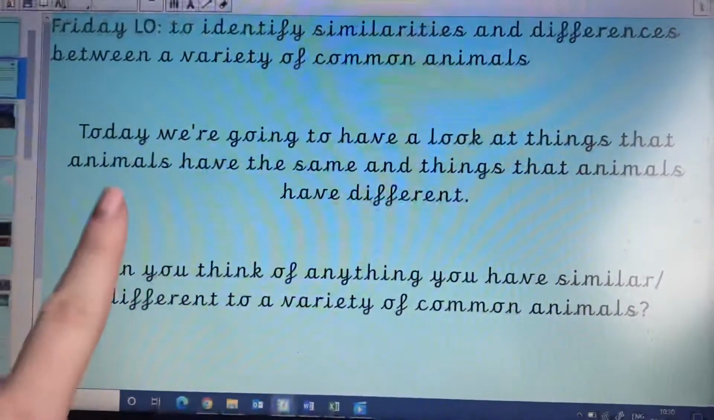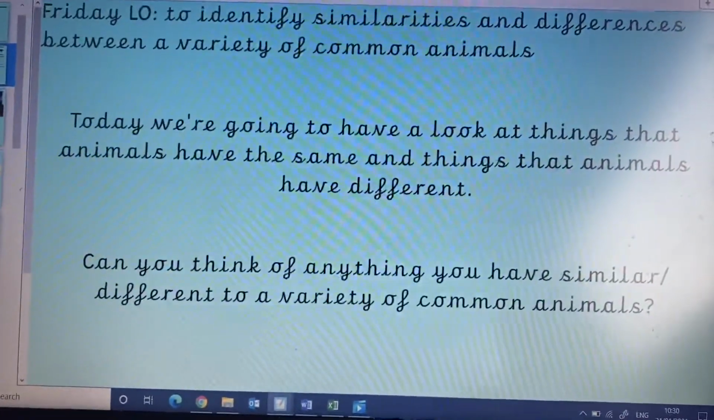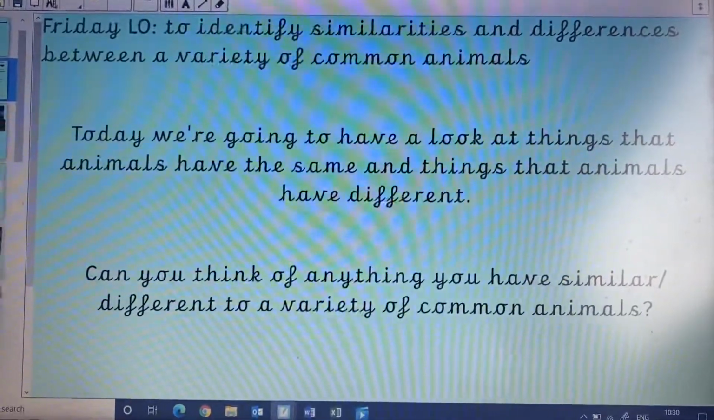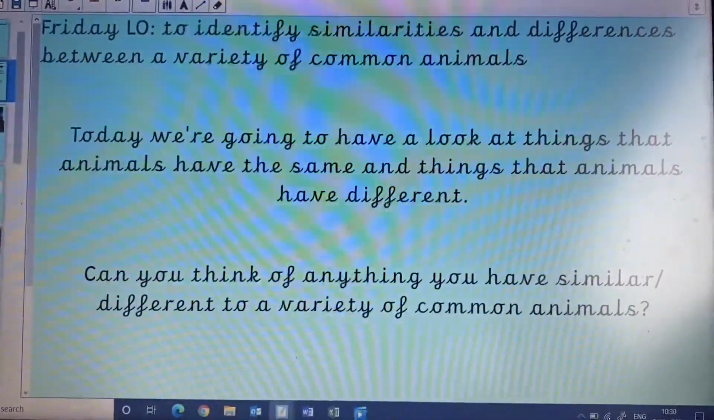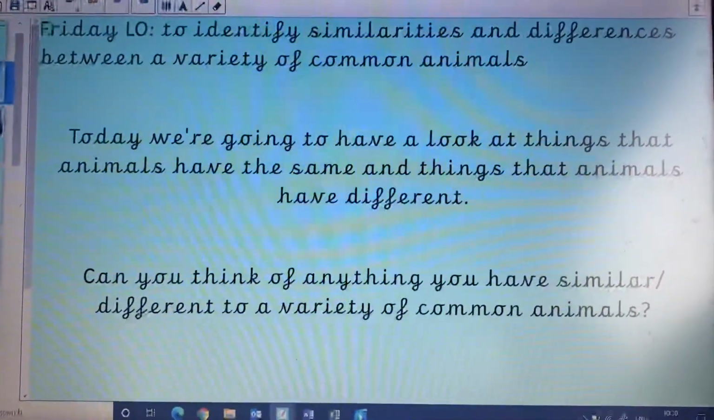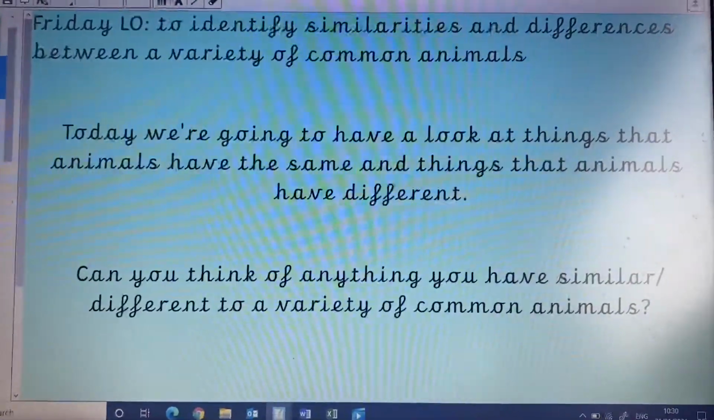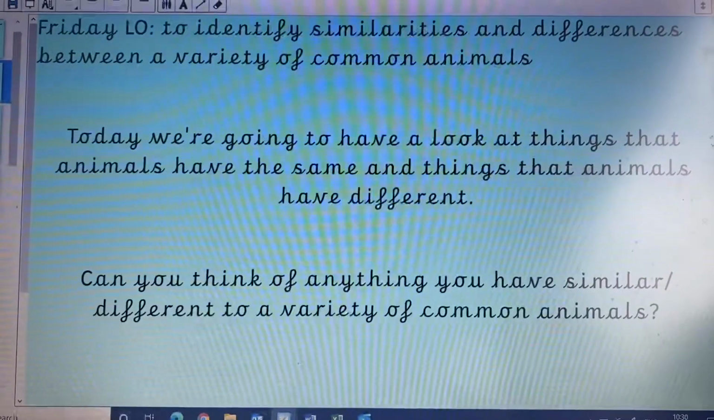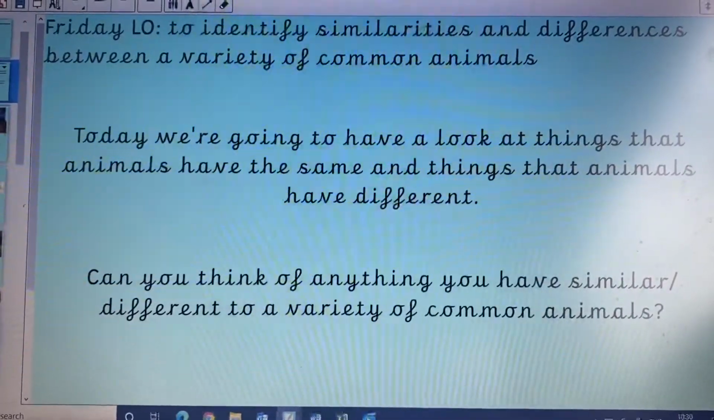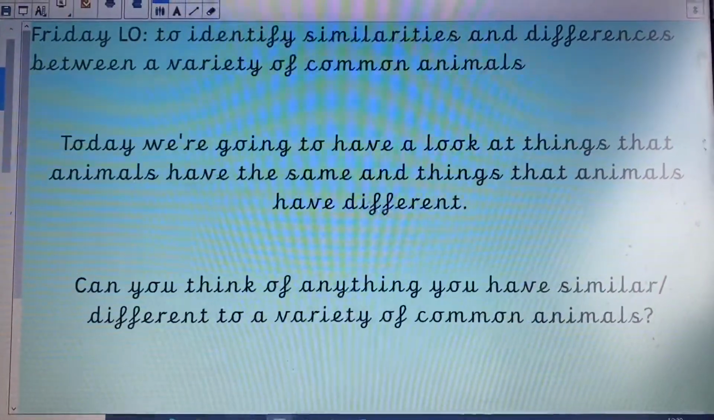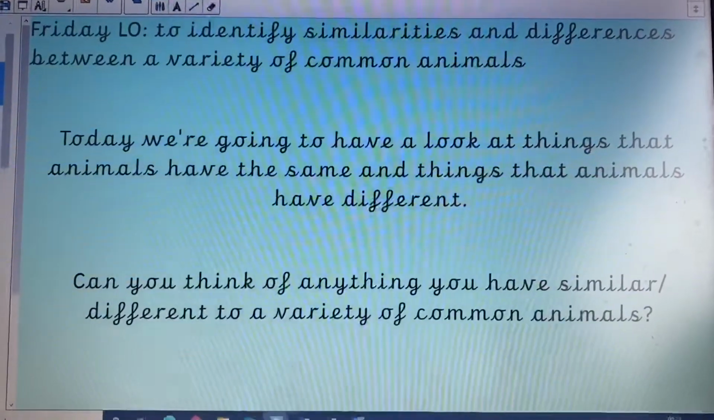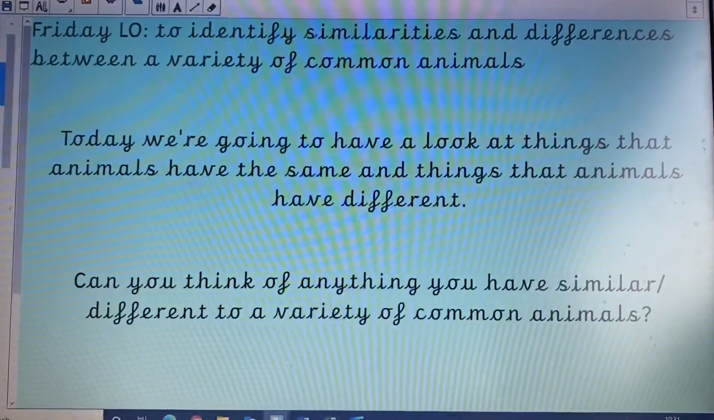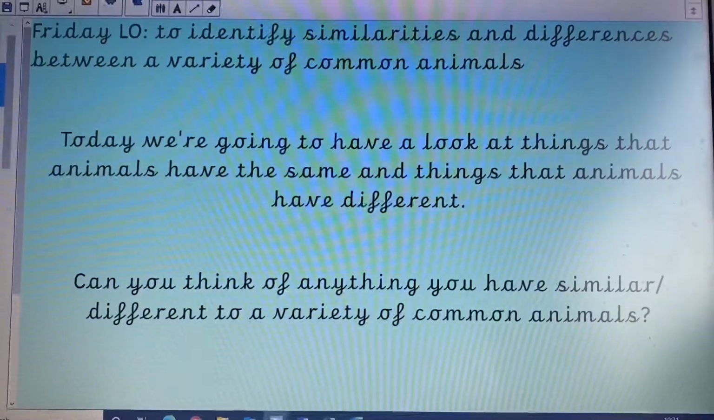So it says here, today we're going to have a look at things that animals have the same and things that animals have different. Can you think of anything that you have similar or different to a variety of common animals? I want you to compare yourselves with a frog, which is an amphibian. So pause the video now for me. Think of the things that you have the same as a frog, and think of the things that you have different from a frog, and then come back to me.